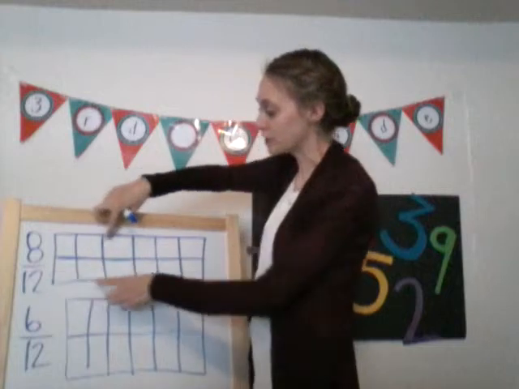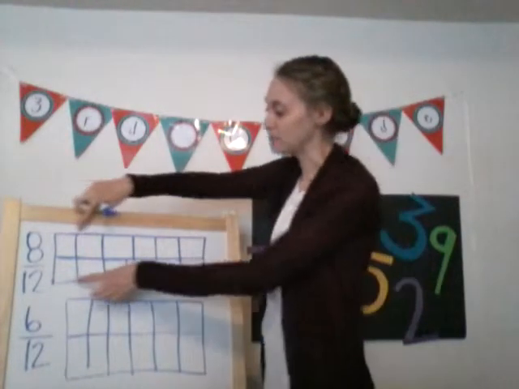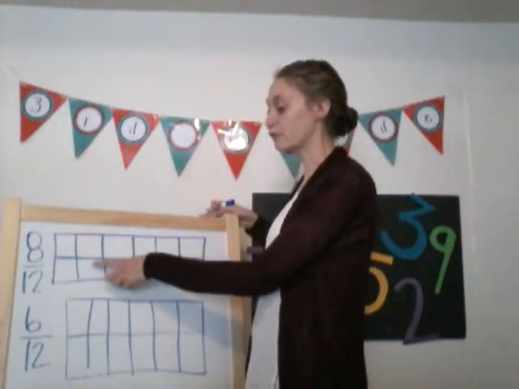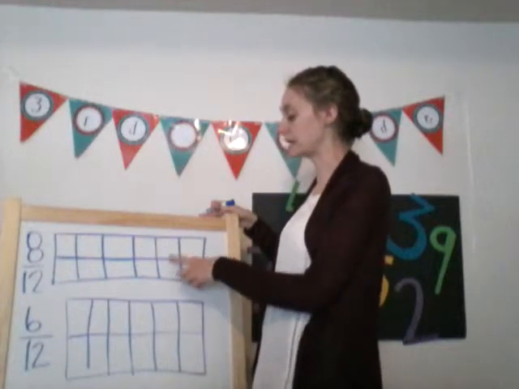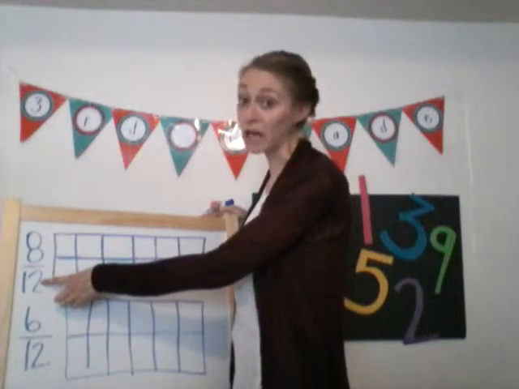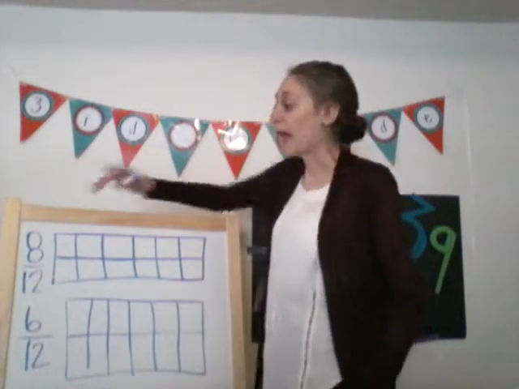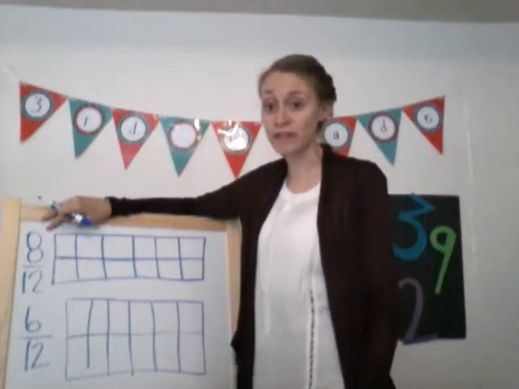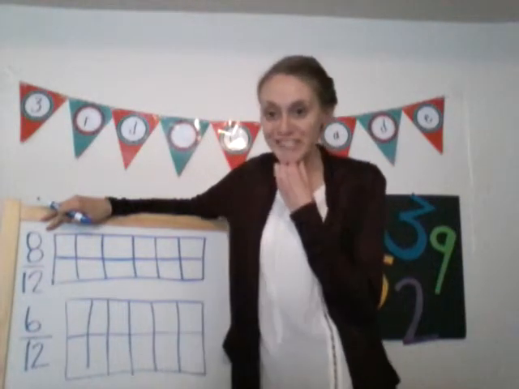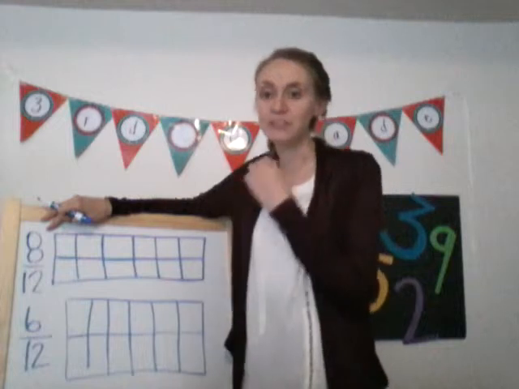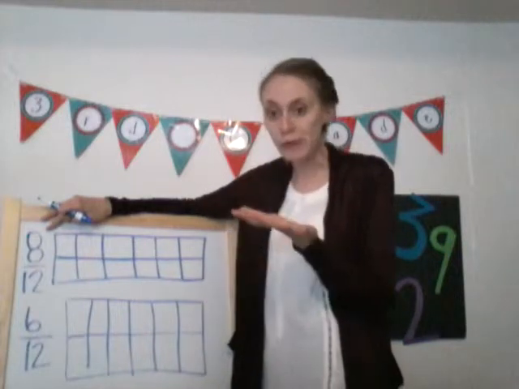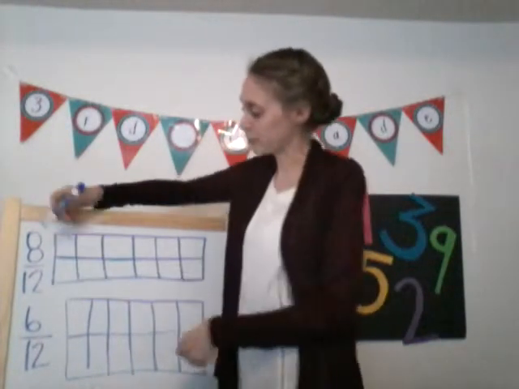Now this egg carton or this rectangle is my whole. It is made up of 12 pieces. 1, 2, 3, 4, 5, 6, 7, 8, 9, 10, 11, 12. So this shows me how many pieces are in my whole. Now 8, the numerator, the number on the top, is going to show me how many of my pieces I'm going to use. So for example, if this was an egg carton, 8 may show me how many eggs I've already used. So what I would do is shade in the numerator.